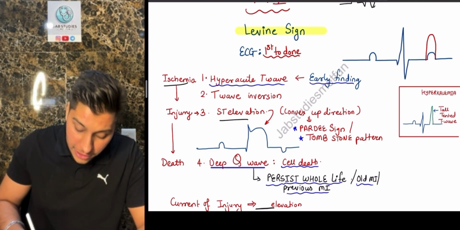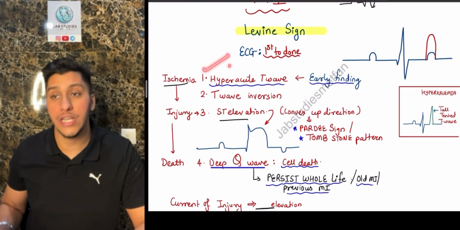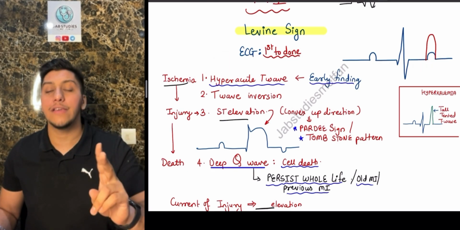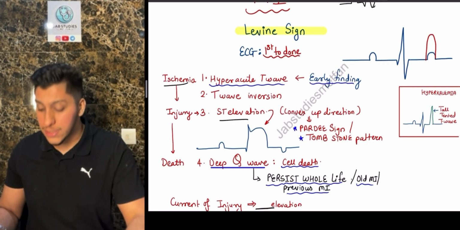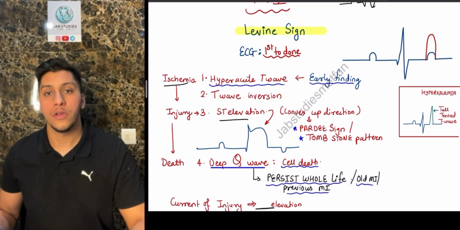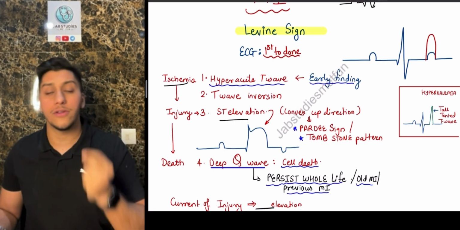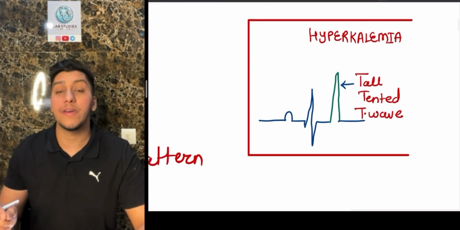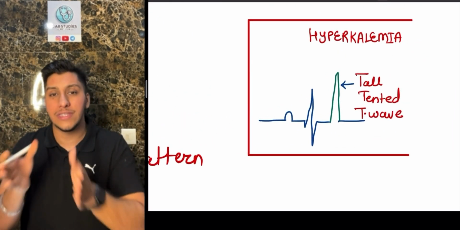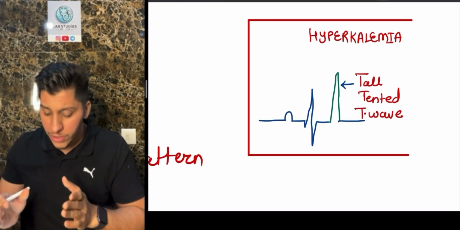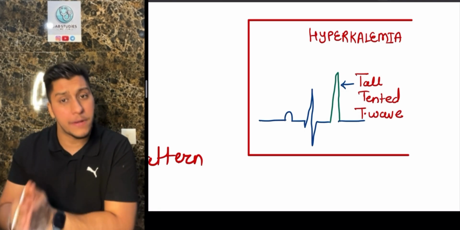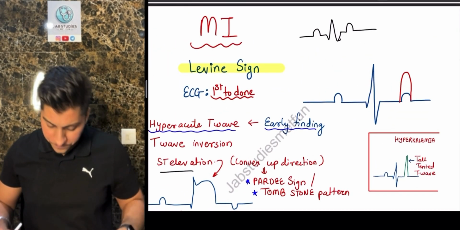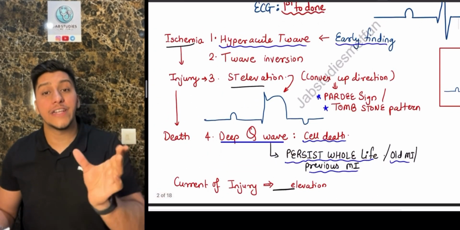The first sign you see is the hyperacute T wave. Over here you can see the hyperacute T wave. The second thing is T wave inversion. Few might also know that in hyperkalemia you also have tall T waves. But remember, these are tall tented T waves. You can see they're quite narrow and tall. Make sure you know the difference between hyperkalemic tall tented T waves and the tall T wave with respect to MI.